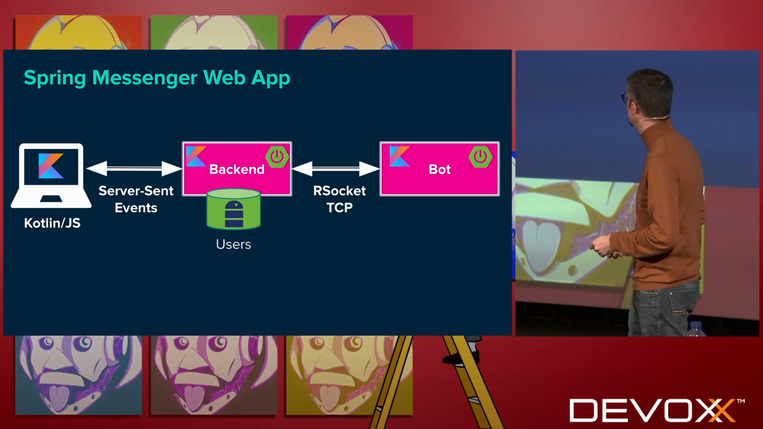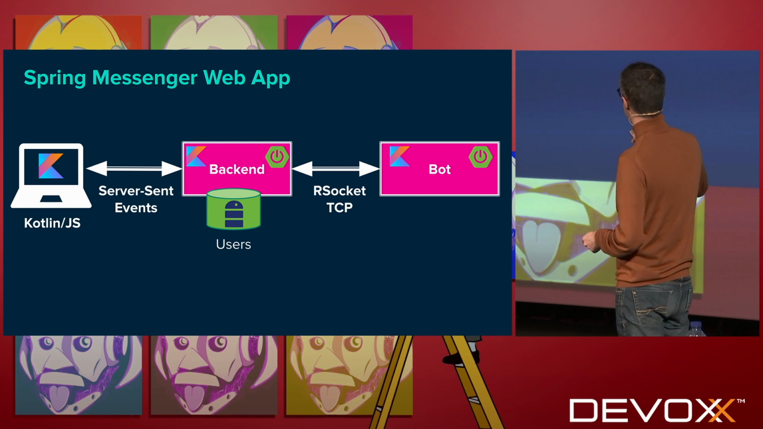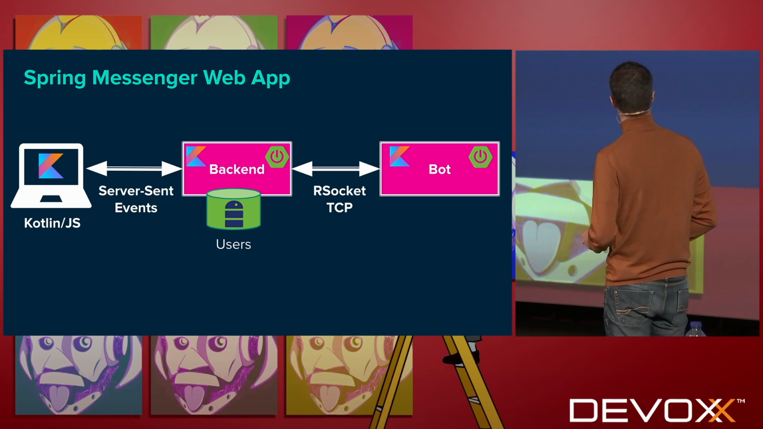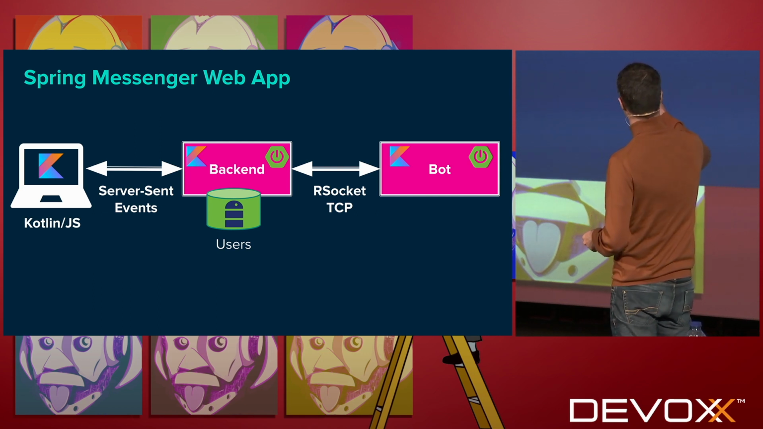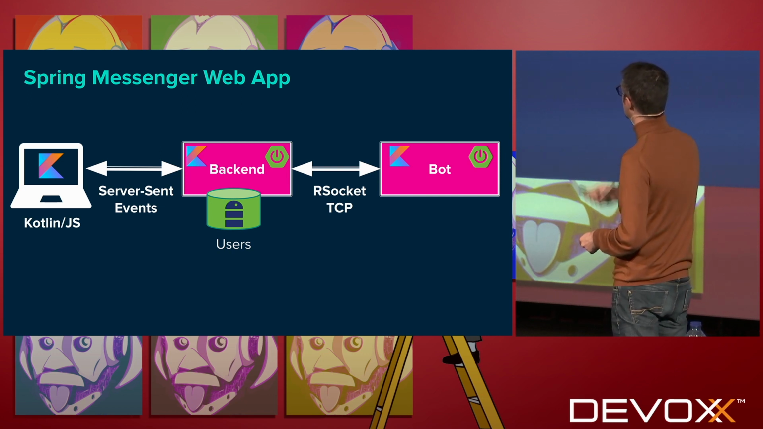So basically, that will be this kind of architecture. We will have a backend with a SQL database used with Spring R2DBC. You will have communication between a bot and the backend with RSocket over a TCP connection. And we will use server-sent events to communicate with the Kotlin.js frontend.